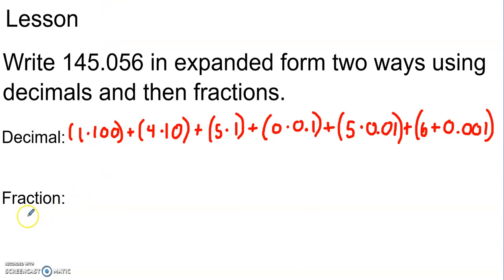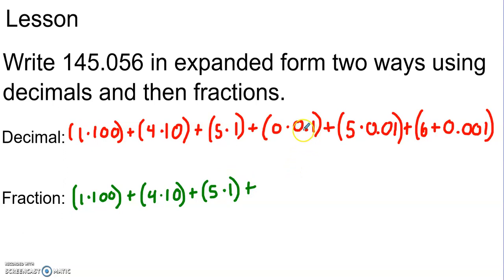Now for the fractional part, it's the same for the whole numbers. So when I look at that first one, it's 1 times 100, same as the decimals. The 4 is also a whole number, so it's the same as the decimals, 4 times 10. And the 5 also stays the same because that's also a whole number, 5 times 1. Now here's where the difference is. I'm changing this 0.1 to 1/10. The 5 gets carried with the multiplication, and instead of writing the hundredths this way, I'm writing it as 1/100.